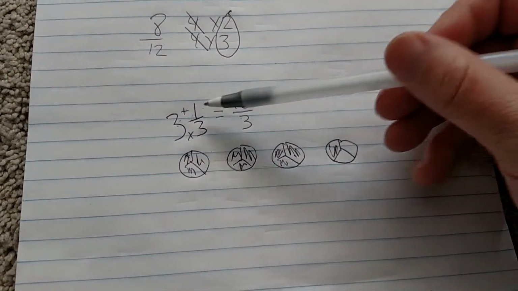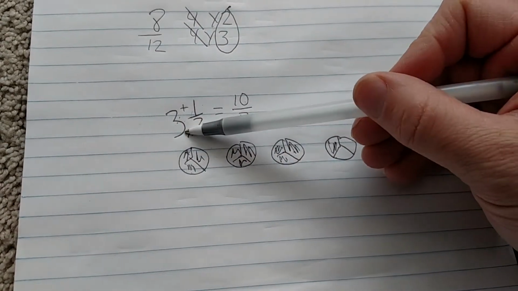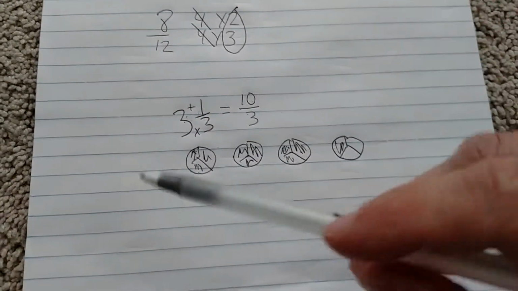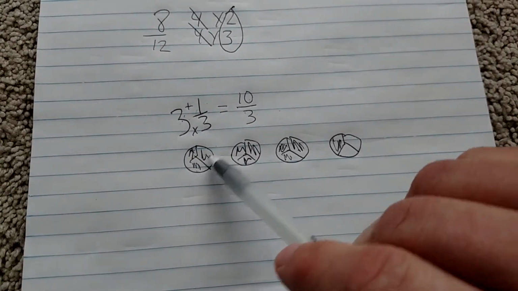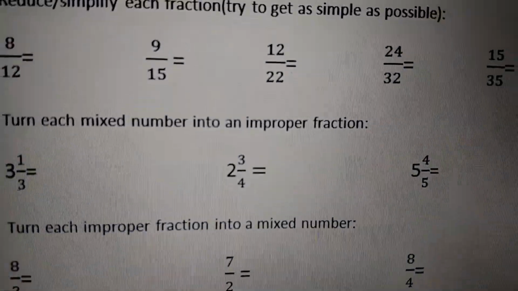The easiest trick is just to do your denominator times your whole, plus your numerator. So 3 times 3 is 9, plus 1 is 10. What you're doing is 3 pieces per whole times 3 wholes altogether. It's 9, plus 1 more piece is 10. So that's how to do that section right there.